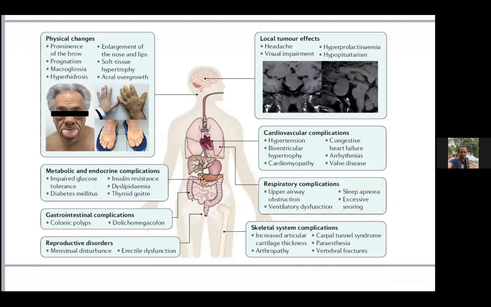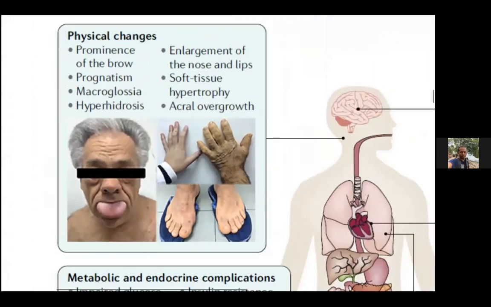For a quick recap, what are the clinical features? Physical changes. There's a prominence of the brow. You notice that the brow is prominent. Prognathism. As you see in this individual, there is prognathism, that is protrusion of the lower jaw. There is macroglossia. As I told you, soft tissue hypertrophy can also lead to macroglossia, where you have a big tongue, and hyperhidrosis, excessive sweating, enlargement of the nose. Here you look, there's a widened and big nose, and soft tissue and lips. As I told you, the lower lip is involved, soft tissue hypertrophy, and acral overgrowth.